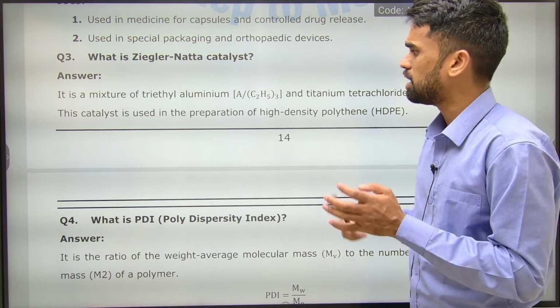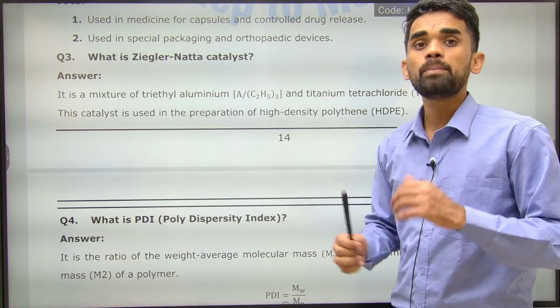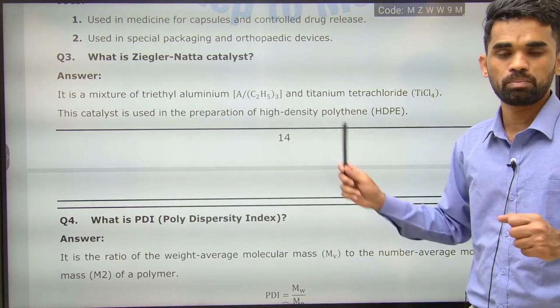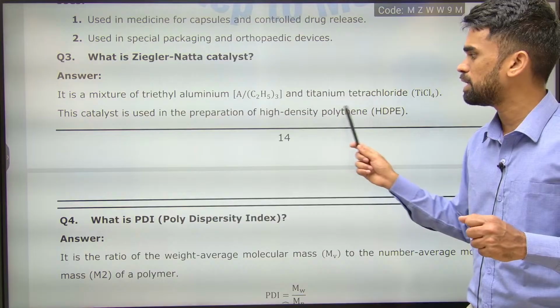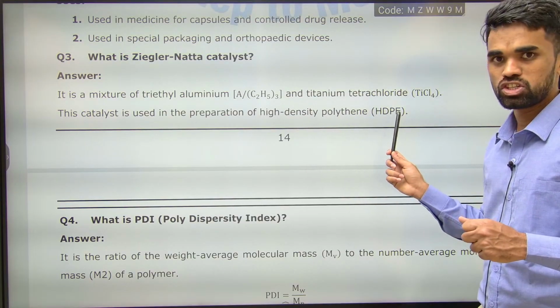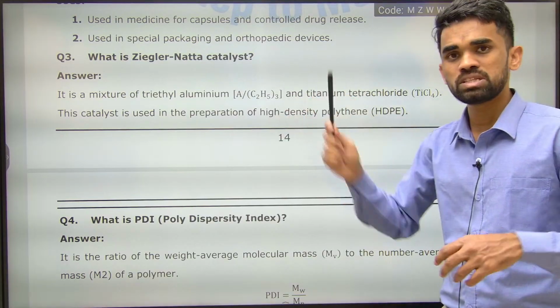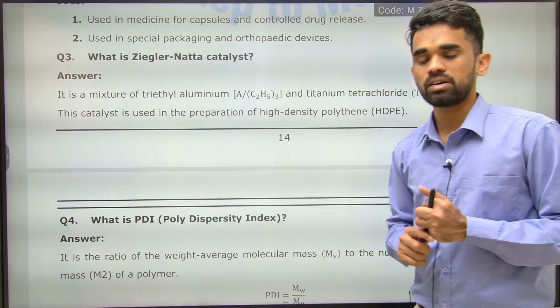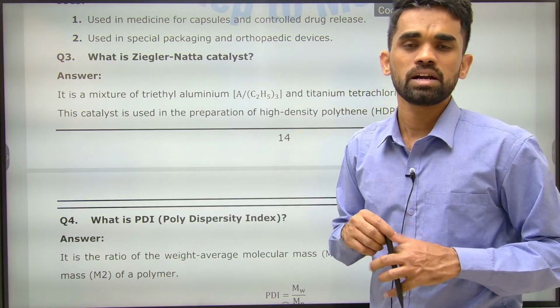It is used for the preparation of polymers, especially high density polyethylene, HDPE. You can remember that high density polyethylene preparation uses the Ziegler-Natta catalyst. It is one of the very useful catalysts for this polymer reaction.